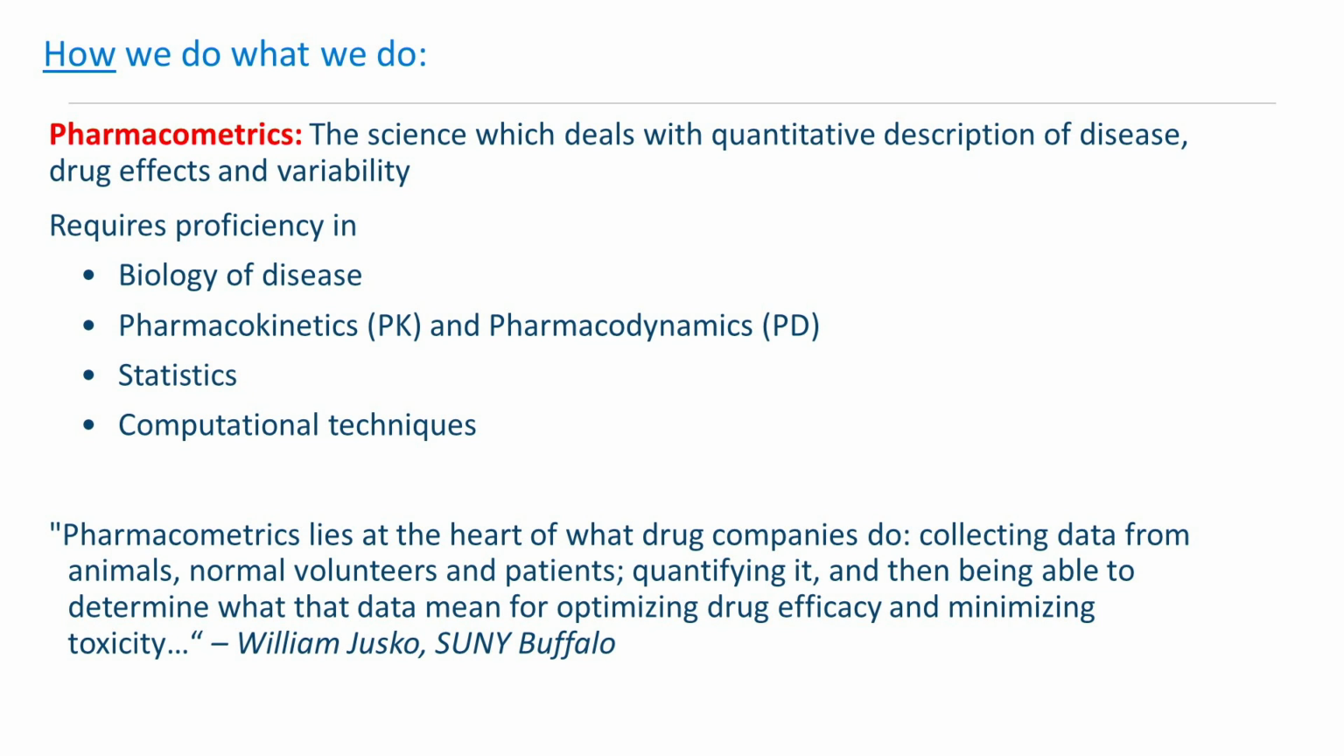Pharmacometrics lies at the heart of what drug companies do, collecting data from animals, normal volunteers, and patients. And I would also add, we also collect data from literature on similar compounds and within that same indication. And then we quantify those data, we integrate it together, and we are able with that to determine what that data mean for optimizing drug efficacy and minimizing toxicity. And we do that by getting the dose right.